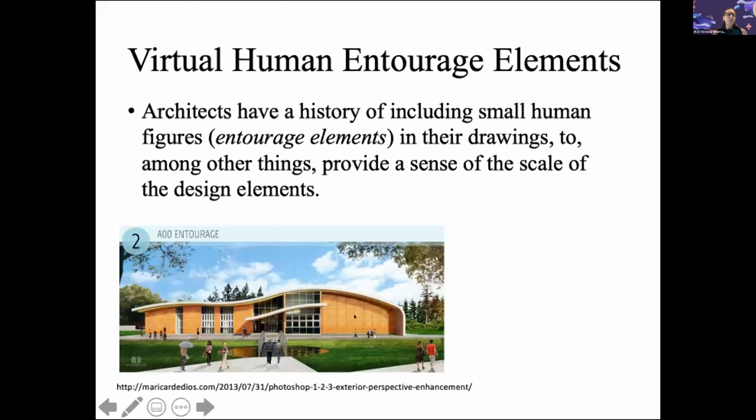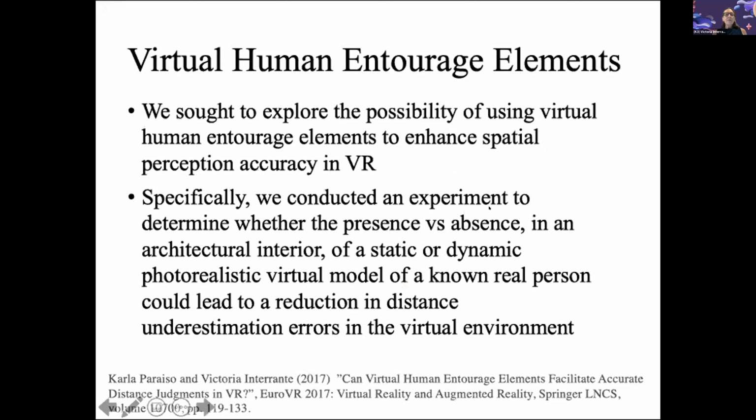So stage 1, which I'm not showing, shows the same building but without all the little people around. So without the little people, it's hard to tell how big, how tall the building is, etc. But with little people, you get a better sense of the scale. And so we asked ourselves, is it possible perhaps that instead of going through all of the trouble of putting people into a tracking suit and tracking all of their motions, maybe we could just add these virtual human entourage elements to our virtual building models and help to enhance spatial perception accuracy that way.